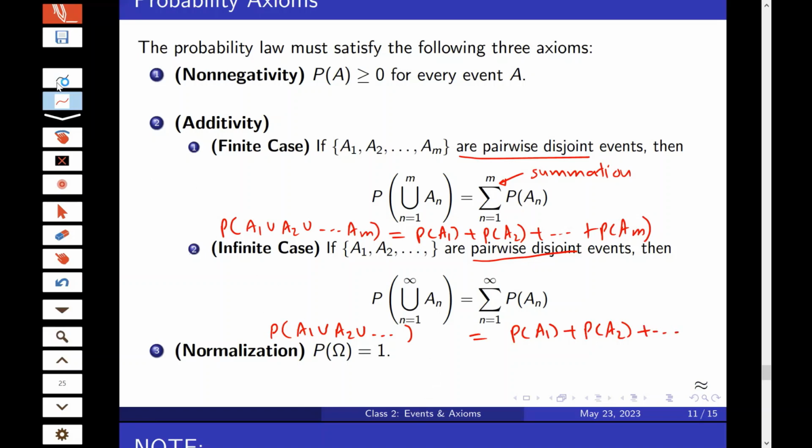And the last axiom is normalization. If you find the probability of the sample space, it will be 1. That's the maximum probability you can get.